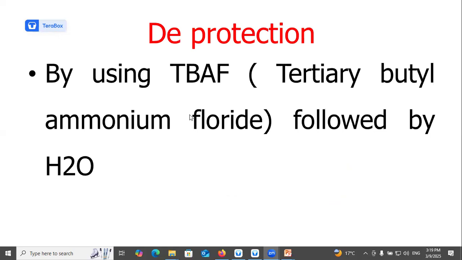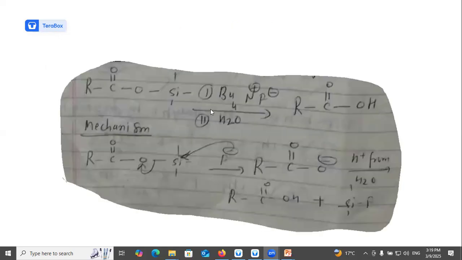Deprotection by using tertiary butyl ammonium fluoride. Tertiary butyl ammonium fluoride will get acid from the silyl ester. In case of mechanism, this fluoride attacks the silicon, and the bond between silicon and oxygen breaks, and the electron is abstracted to oxygen because oxygen has higher electronegativity. So we'll get a negative charge on this oxygen and acquire H plus from water. So we'll get acid.